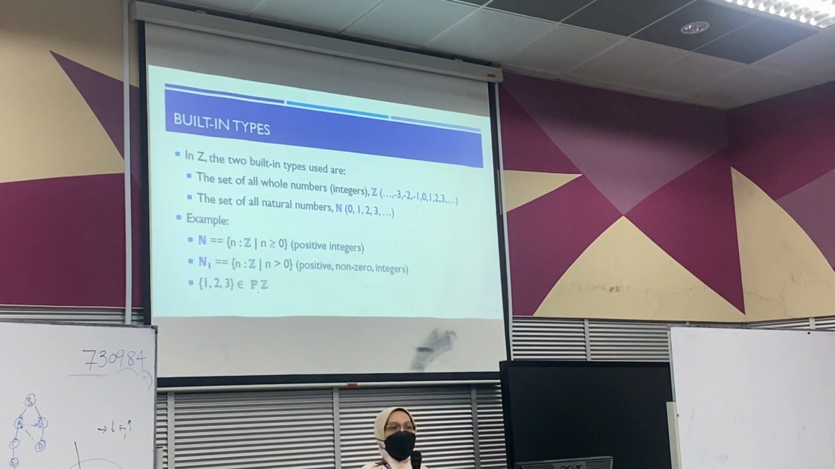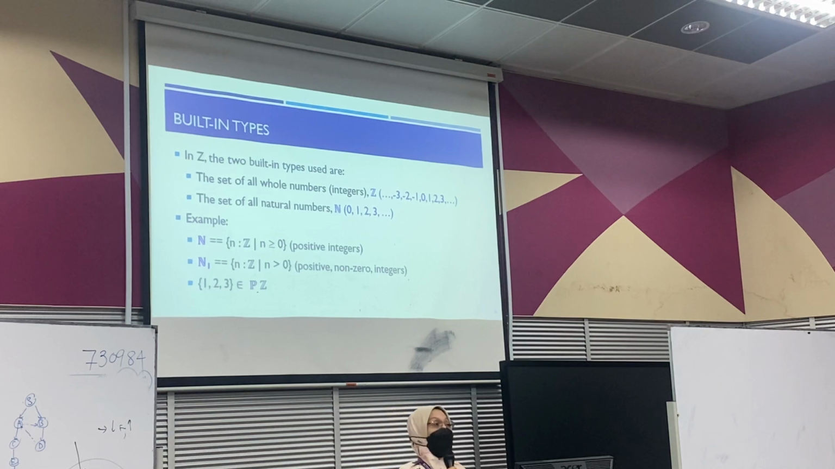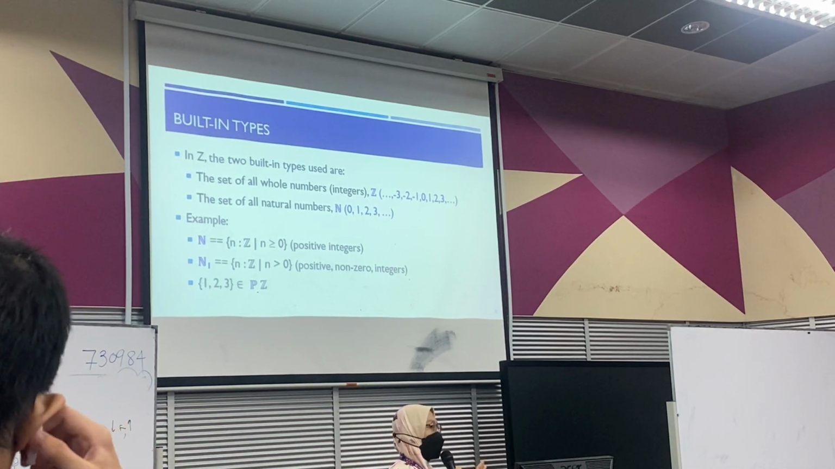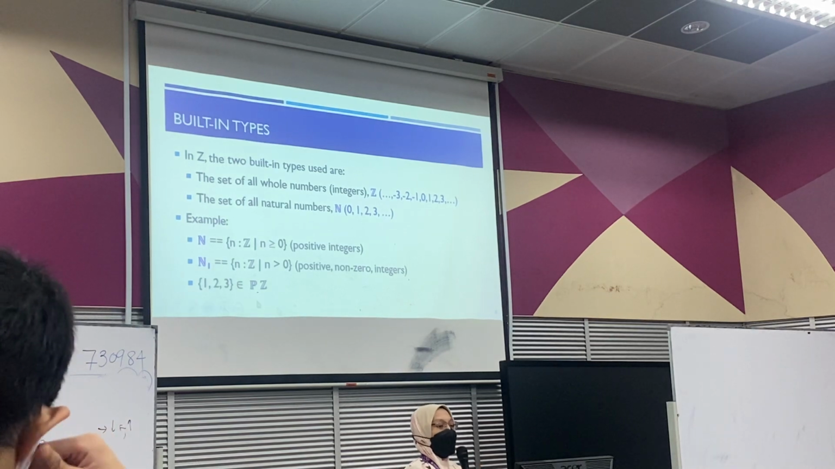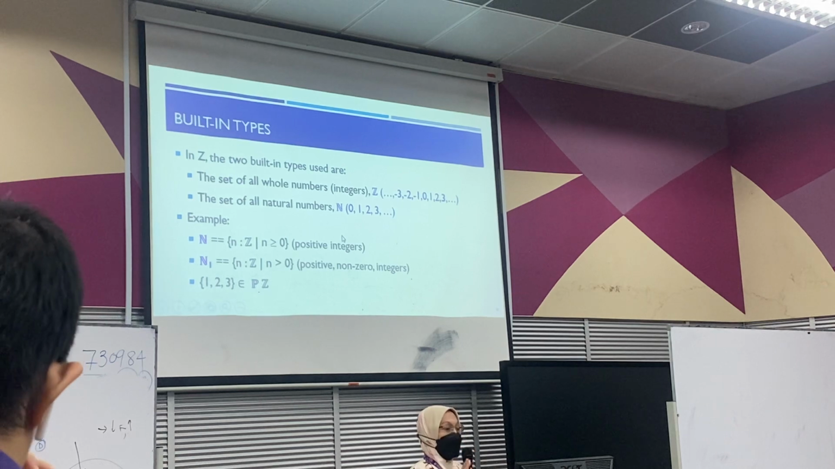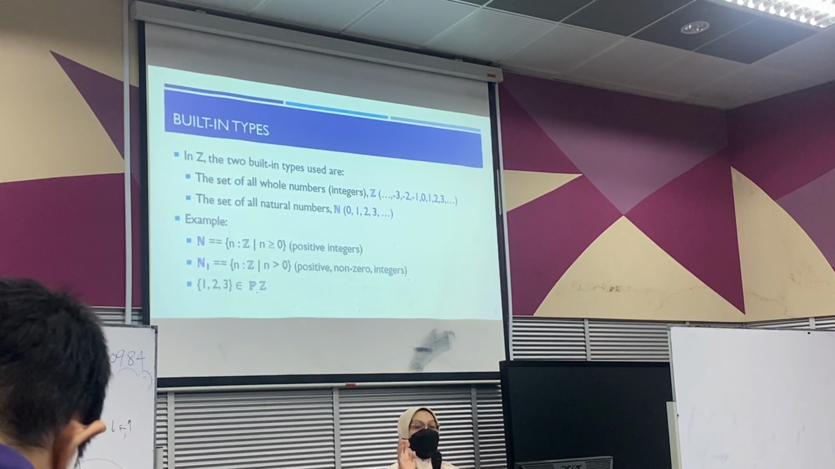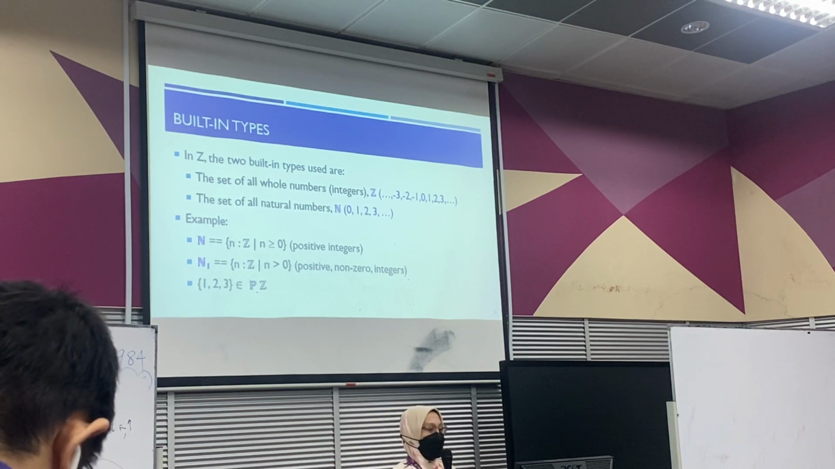When I see Z, when other people see N, we know that is the integer number, and so on. You don't need to tell other people what is Z, what is N, because that is built in already for our Z schema. So you can simply use it. So built-in is Z and N only. No Q, no R, whatever. Don't use others except Z and N only.